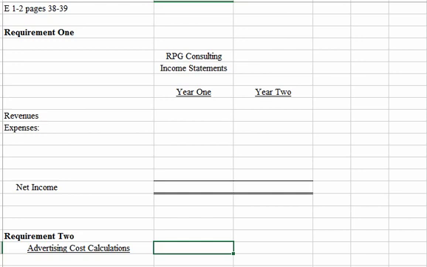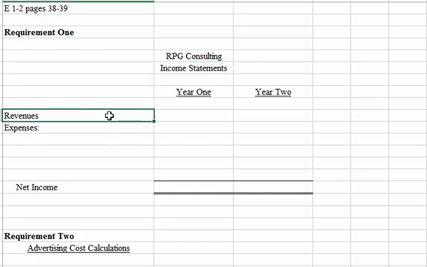Okay, let's go ahead and start our income statement. I've headed it up here with RPG Consulting income statements, and we're going to do that for both years. Well, our revenues are simple. Under accrual basis, we'll record revenues in the period in which they're earned. So the numbers we'll pick up will be amounts billed to customers for services rendered during that year.